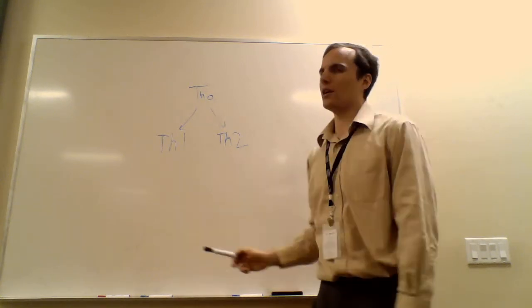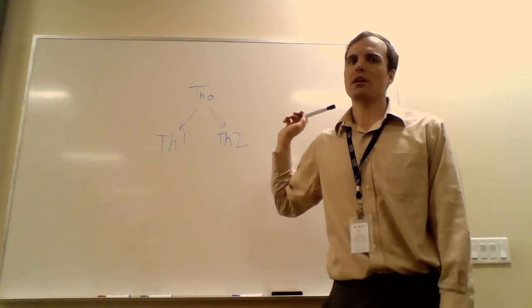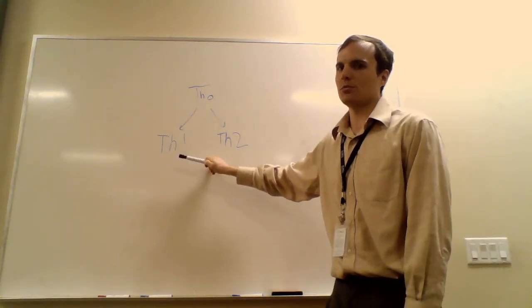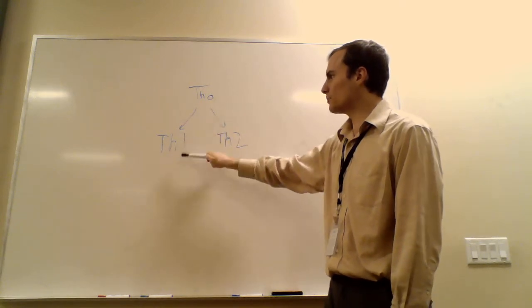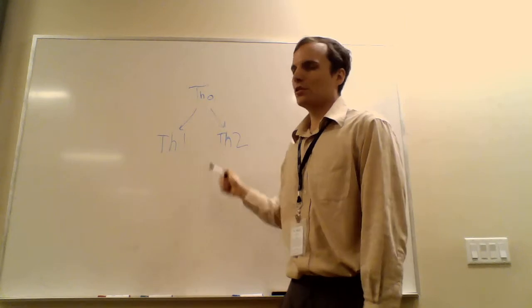There are some other ones, but they're not what we're focusing on right now. It can also become the other 3 that we talked about in another video, but these are the ones that we care about at the moment. So, T helper 1, T helper 2, what makes T0 do a job?